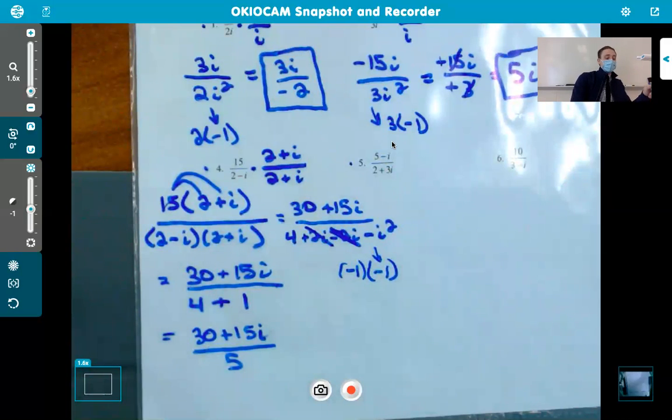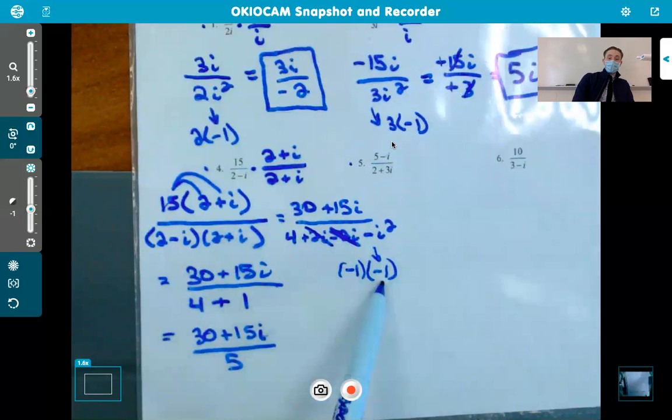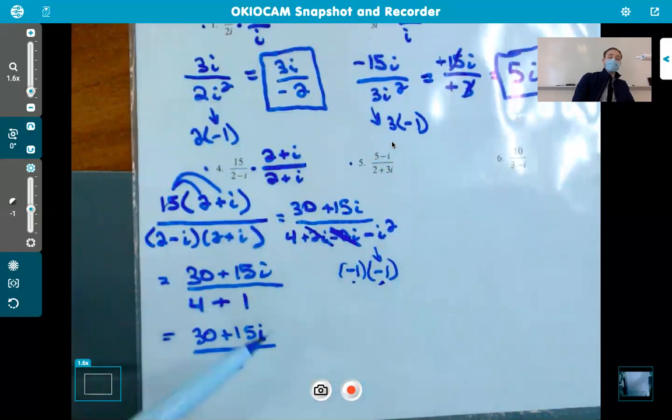Any questions about how I got to that point with any of the simplifying? It's technically negative 1. So that negative sign there, it's like negative 1 times i squared. Well, we know i squared is negative 1 also. So it's like negative 1 times negative 1, which gives you a positive 1. That's how I got the plus 1 there.